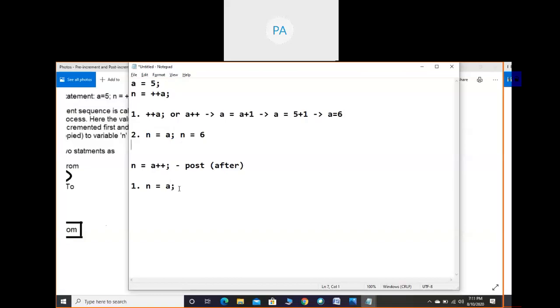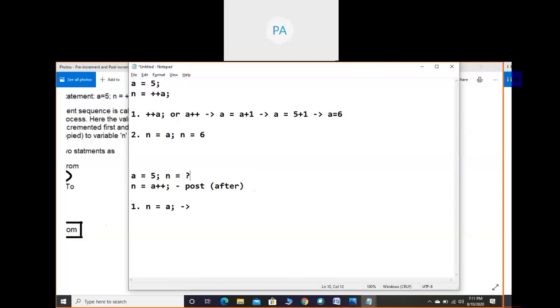If you write n equals to a, we have considered the same values, right? That is a equals to 5, and n we don't know. We are going to calculate it. So here also consider the same values. So a is equals to 5. Okay. So n value we are going to calculate.